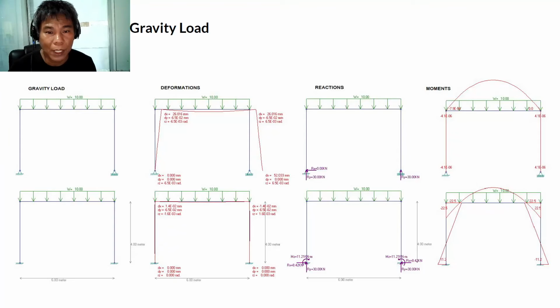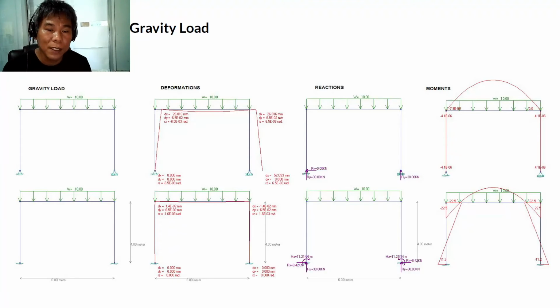So aside from the design philosophies, we can now continue our discussion on the behavior of the portal frame. What is a portal frame? Just like this one, a portal frame has two columns and a beam connected. So here again, I presented to you two types of supports. The first portal frame has a hinge support and roller support, and the second one is a fixed support.